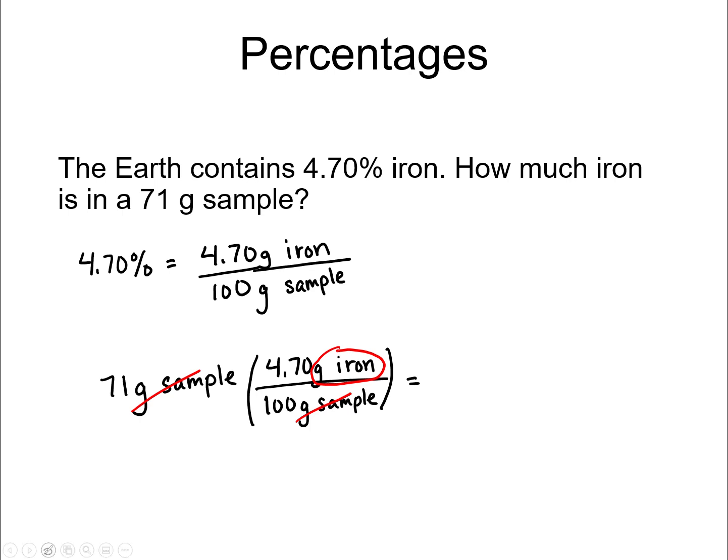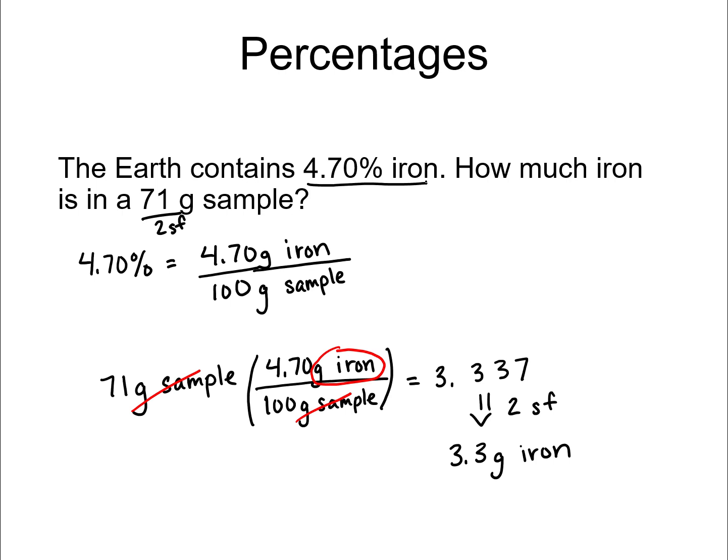When you do that math, you should get 3.337. But with sig figs, we've only got 2 sig figs in our sample size. So it's 3.3 grams of iron. The key to this problem is recognizing that you can write 4.70% iron as a unit factor.